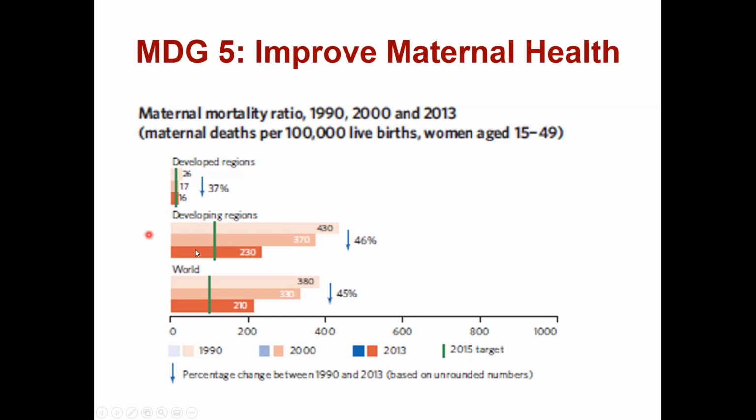In developing regions, we see, again, tremendous progress, a decrease of 46%, but it did not meet the target, didn't even really come close. So we see tremendous progress, but not enough progress, both in terms of not reaching the target, but also we still have 230 maternal deaths per 100,000 live births, which is still too high, particularly given that in the developed world, if you've got the appropriate maternal care, with current technology and know-how, we can get it down to about 16. 230 is way too high in comparison.